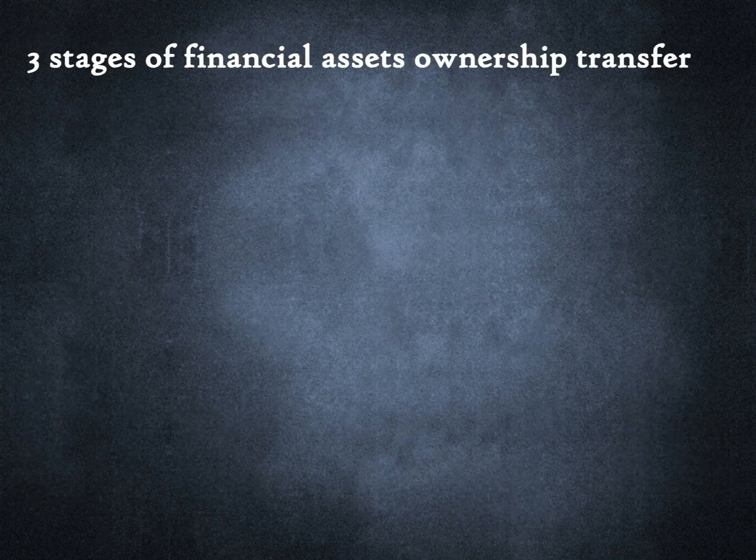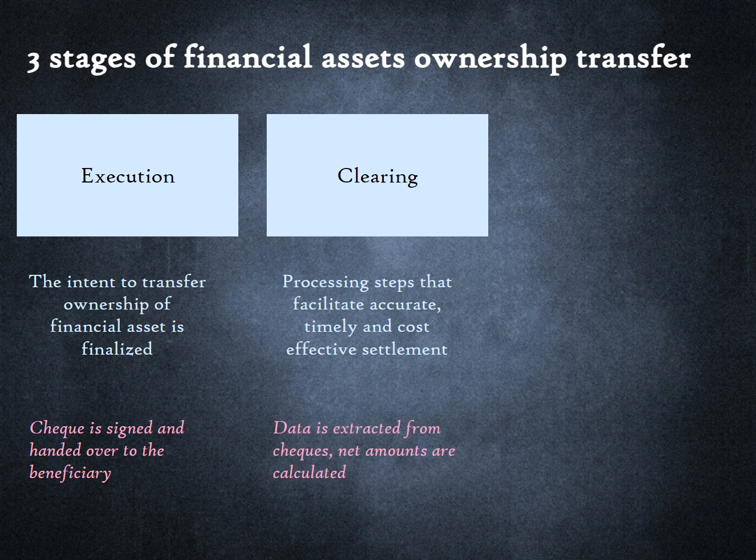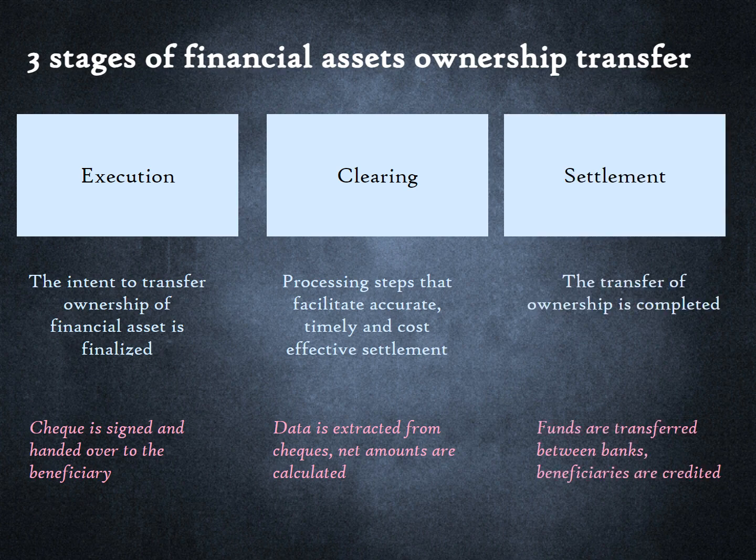Let us now apply the three stages by which ownership of financial assets transfers to checks. The point of execution is when a beneficiary receives a signed check. Clearing refers to steps like extracting data from checks and calculating net settlement amounts. Settlement refers to transfer of funds between banks and account holder level credits and debits. Some banks may assume risk of insufficient funds by giving beneficiaries credit for a check prior to settlement.